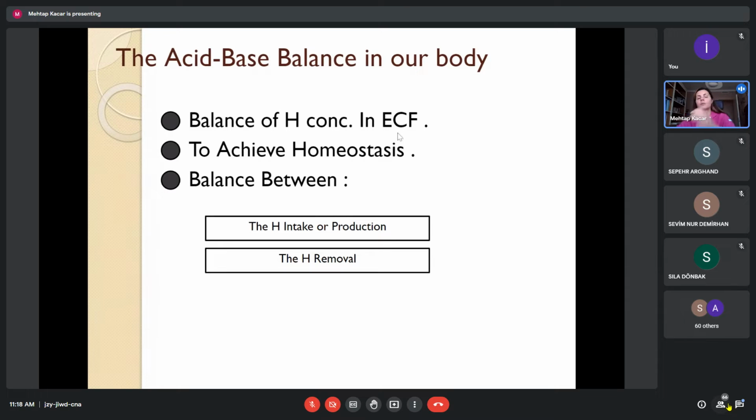We need acid-base balance in our body, especially the balance of hydrogen ion concentration in extracellular fluid. And why do we need this? To maintain homeostasis. You know homeostasis. And in physiologic situations, we have a balance between hydrogen intake or production and hydrogen removal.